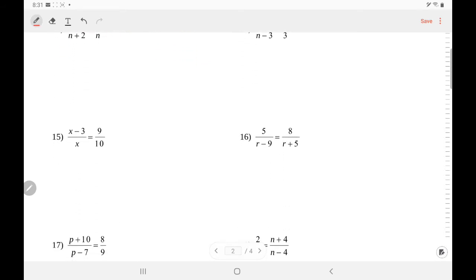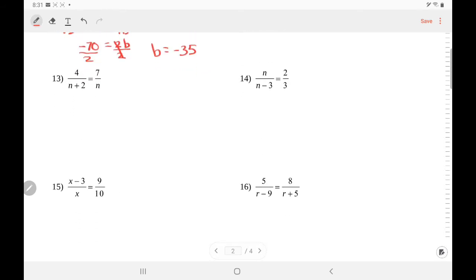Let's try number 13. You can go either direction. I'm going to choose this direction, and if there is more than one term, you distribute. So 7 times n plus 2 equals, multiply 4 and n, you get 4n. Distribute your 7. So I have 7n plus 14 equals 4n.